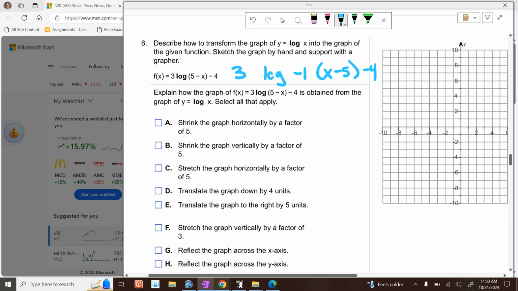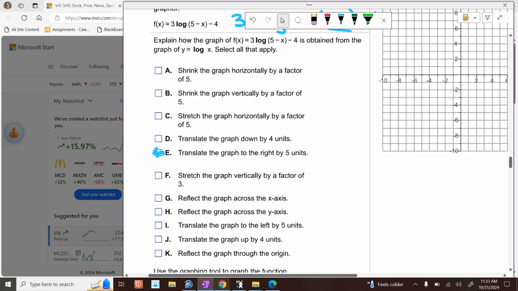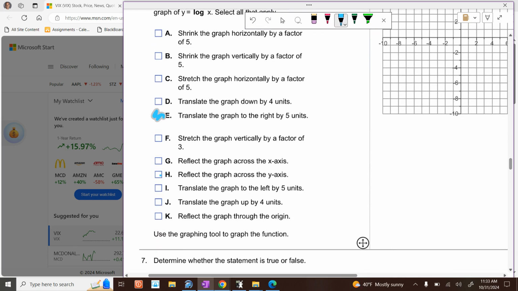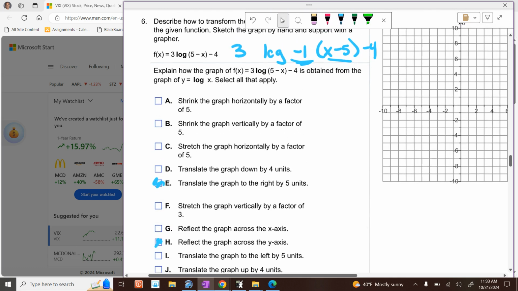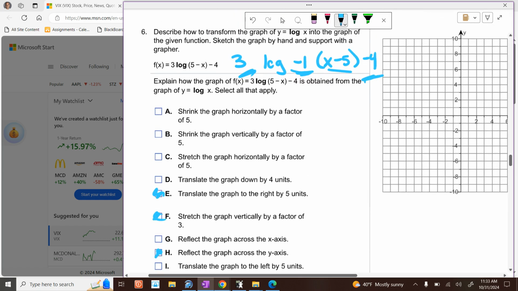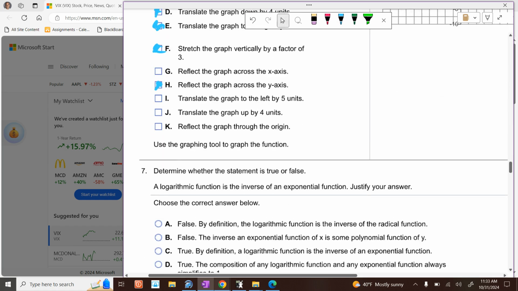Okay? So I take the original log function and translate it to the right by 5. Then this flips it over the y-axis. Then this stretches it in the y direction, stretches vertically by a factor of 3. And then this one moves it 4 down. So those 4 things you do. Okay?